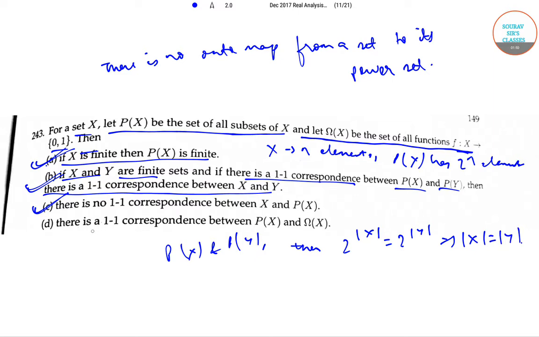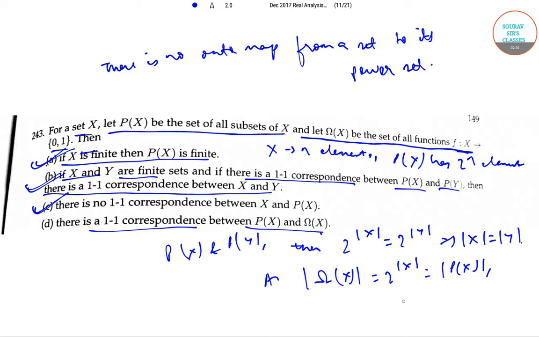And option D, there is a 1-to-1 correspondence between PX and omega X, as |omega X| is equal to 2 to the power |X| is equal to |PX|. So there is a 1-to-1 correspondence between PX and omega X. So D is correct. So all the 4 options A, B, C, D are correct.